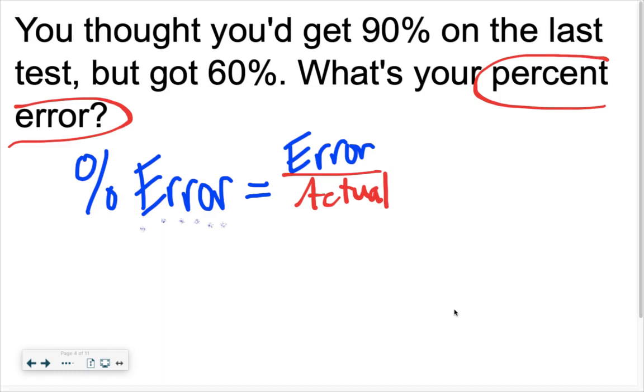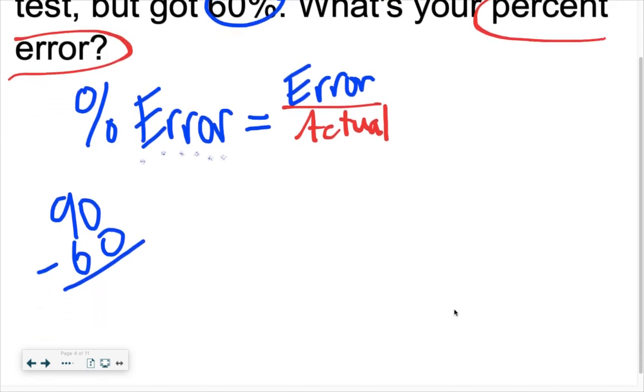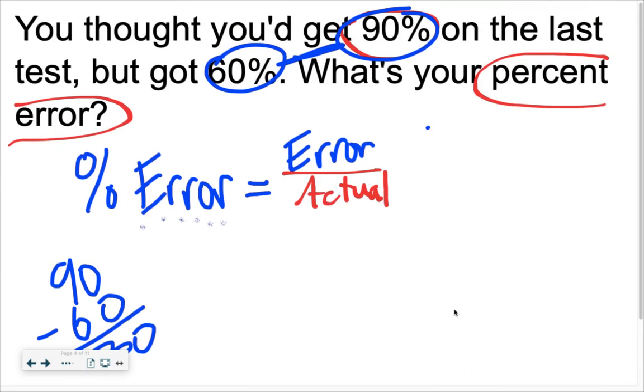What was your error? You thought you'd get a 90% on the test, but you got a 60% instead. So what was your error? How much were you wrong by? Again, mental math, calculator approved, but somewhere go ahead and show me that in the notes. We took 90 minus 60. We did that because that was how much you were wrong. That was your error. So that's going to go on top.